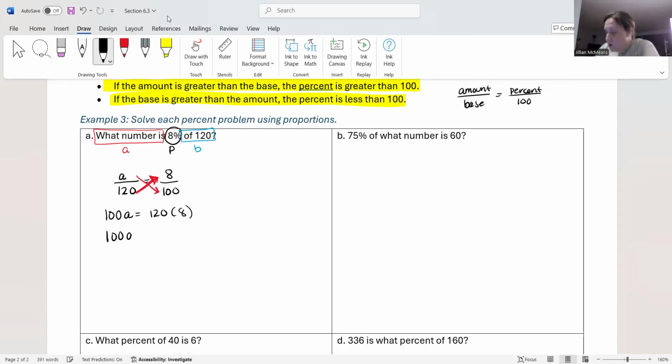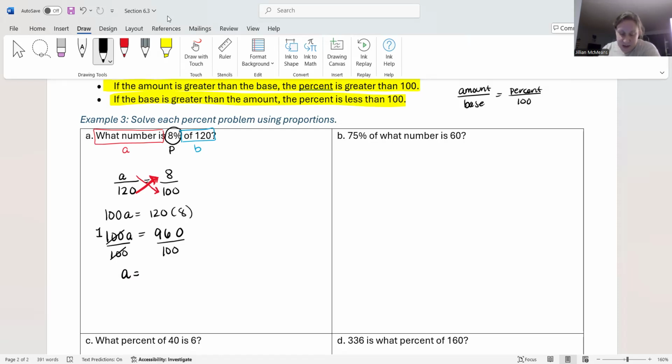So I'm going to get 100A equals 960. And then I need to undo the multiplication of 100 and A. In order to undo that multiplication, we divide. But if I divide on one side, I must divide on the other. So 100 divided by 100, that just divides out to be 1. 1 times A is A.